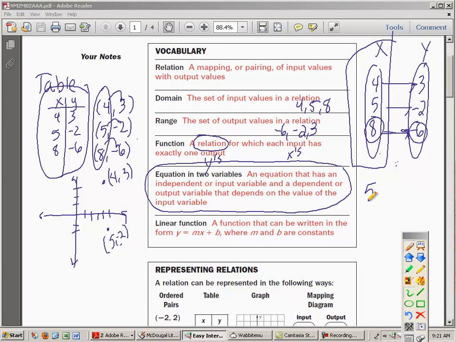When we're looking at equations in two variables, however, now we're looking at graphing some sort of an equation that relates two different variables. Okay, so we're relating two different variables like x and y. So for example, 5x + 2y = 10. That's an equation in two variables because it has two variables, an x and a y.